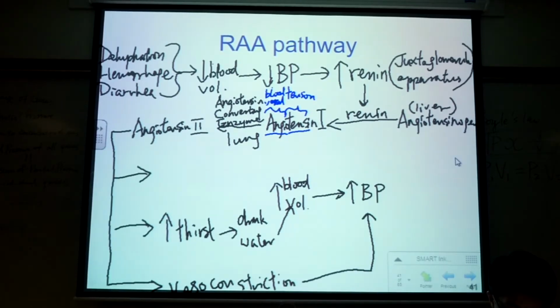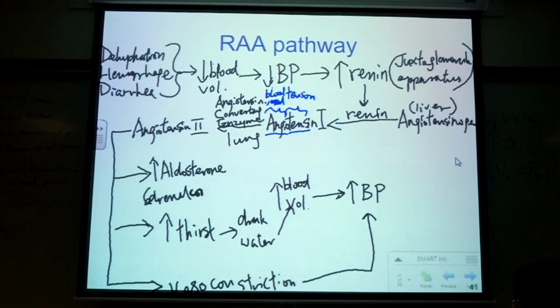The third function of angiotensin II is to secrete aldosterone. And it is secreted from our adrenal cortex. Adrenal cortex will secrete aldosterone, and aldosterone, what does it do? It will increase the sodium and water reabsorption.